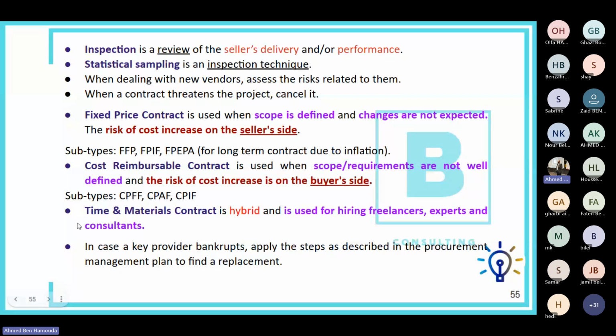You can see the difference between them in our training course in case you were one of our students. Okay. The last type of contracts is the time and material contracts. This is hybrid in nature, and it is usually used for hiring experts, consultants, freelancers, etc.